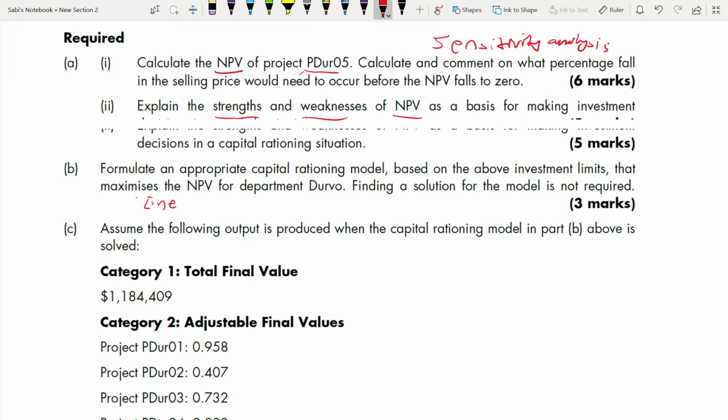This comes only in multiple capital rationing, not single capital rationing. Multiple capital rationing means for different years you have limits, you have constraints. Only in that condition does this come.